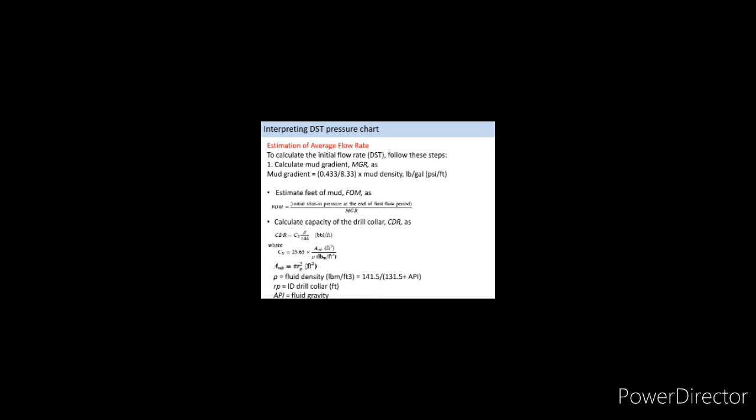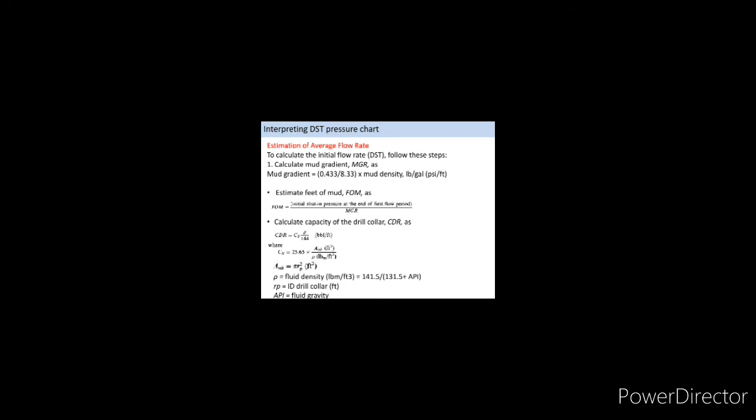So suppose during the first flow period we want to know the feet of mud. Feet of mud means how much height, how much length of the drill string is filled by formation fluid when we allow it to flow during the first flow period. So feet of mud during the first flow period can be given as the initial shut-in pressure at the end of the first flow period divided by the mud gradient.